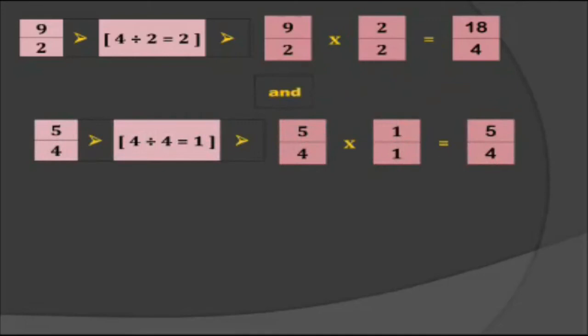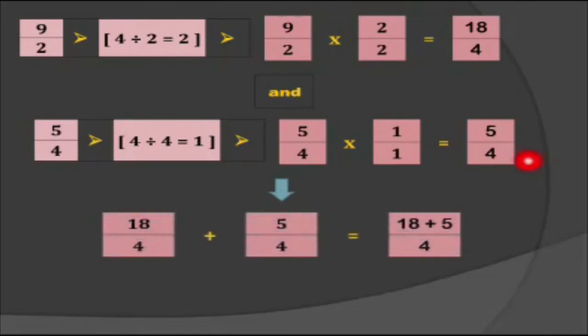Next we have 5 by 4. Here the denominator is 4 and the LCM is also 4, so we are dividing 4 divided by 4 is equal to 1. So we will multiply 5 upon 4 by 1. So 5 by 4 multiplied by 1 by 1 is equal to 5 by 4. 5 ones are 5, 4 ones are 4, right?